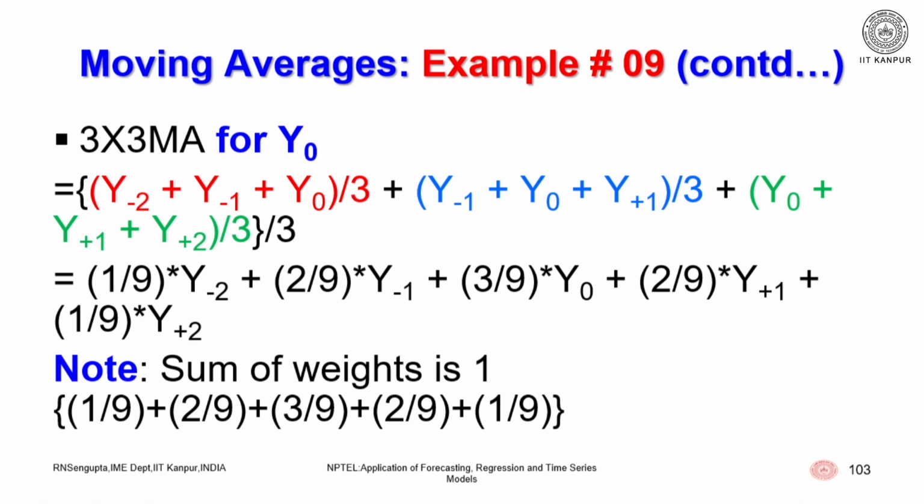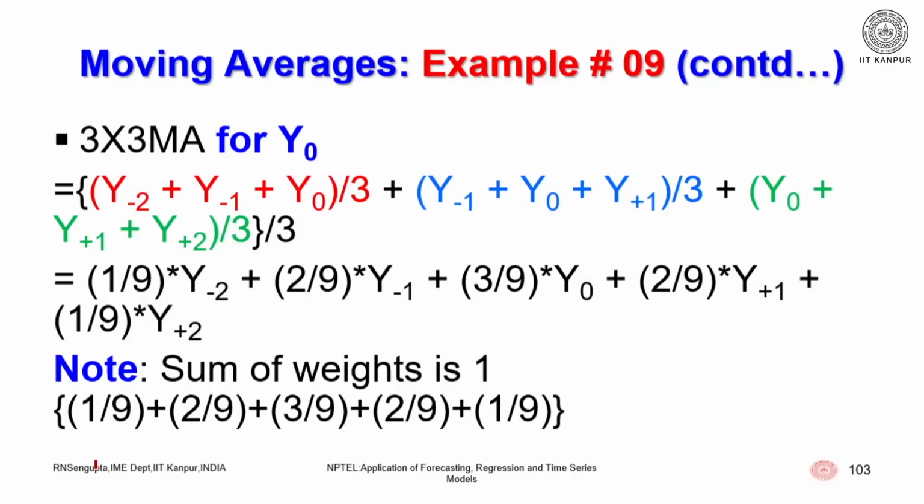Let us consider the 3 cross 3. So, till now we had even numbers, if you remember, 2 cross 6, 4 cross 6, now we are considering 3 cross 3. Now, the question can be, can it be even-odd combinations like 2 cross 3, can it be 3 cross 4? Yes, it can be, but you have to write it in detail so that there is no confusion. So, let us consider the case of 3 cross 3 moving average, where we want to forecast for y naught. Always the focus is on y naught.